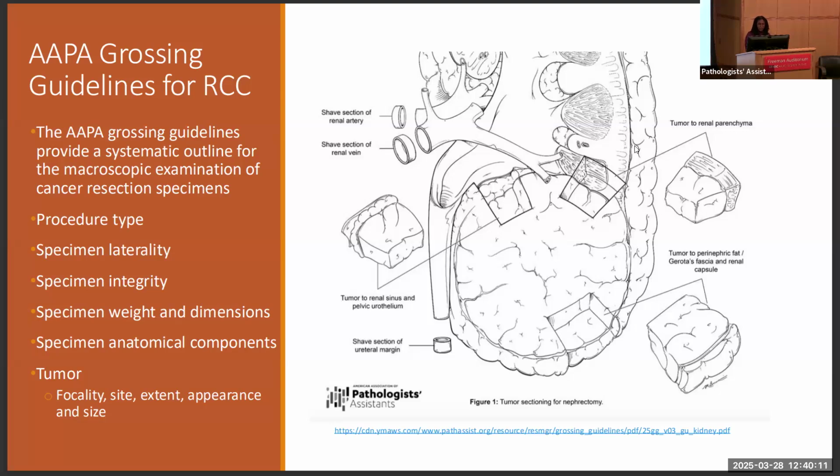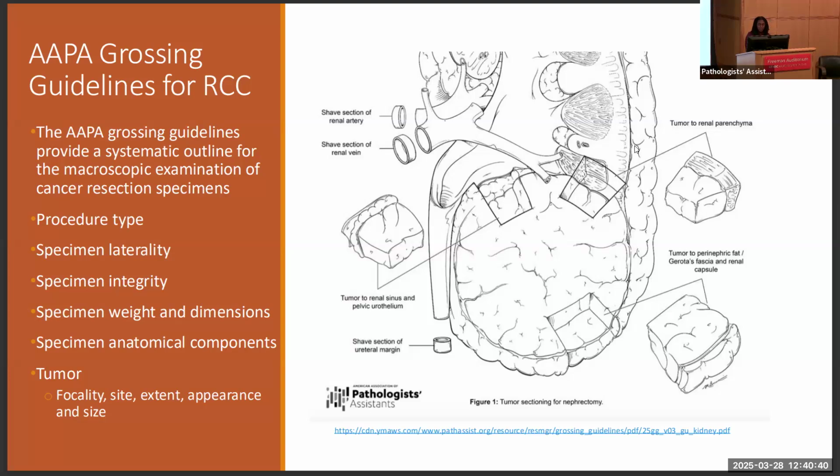A description of the tumor should also be noted, describing its focality, site, extent, and appearance. The margins are also very important to include and are usually shaved sections of the ureter, renal vein, and renal artery. It is important to determine if the renal vein is involved by a thrombus and to include a section, because this could indicate that the cancer has metastasized to other parts of the body.